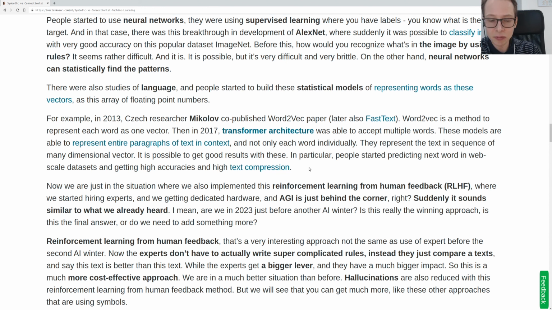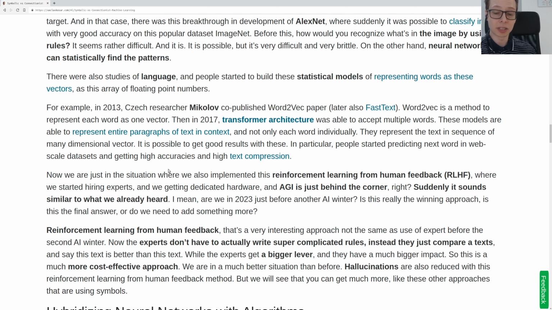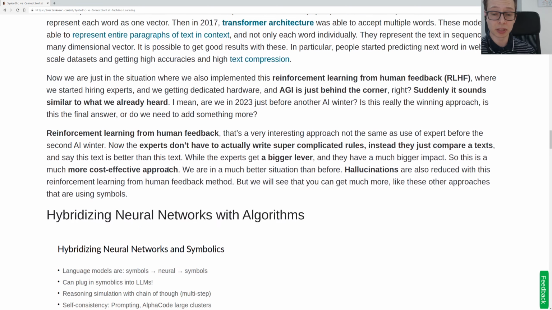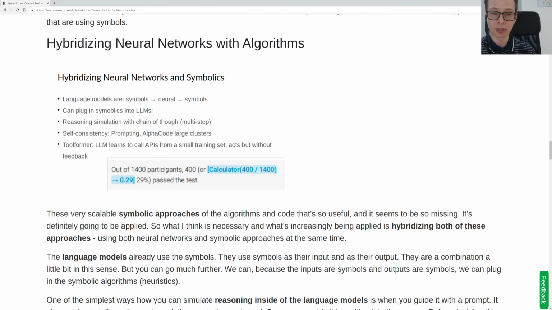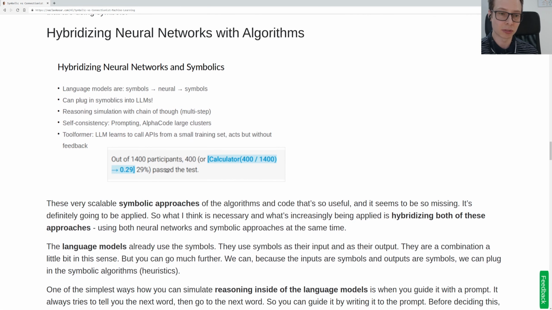Reinforcement learning from human feedback is a much bigger lever. You don't actually write the rules, you only compare the outputs. Now it's getting harder, but it's still oftentimes much cheaper to compare the quality of answers, to score the answer, to say if the answer is correct, than to write it from scratch. And it also reduces hallucinations. You can see it in GPT-4, there are much fewer hallucinations.